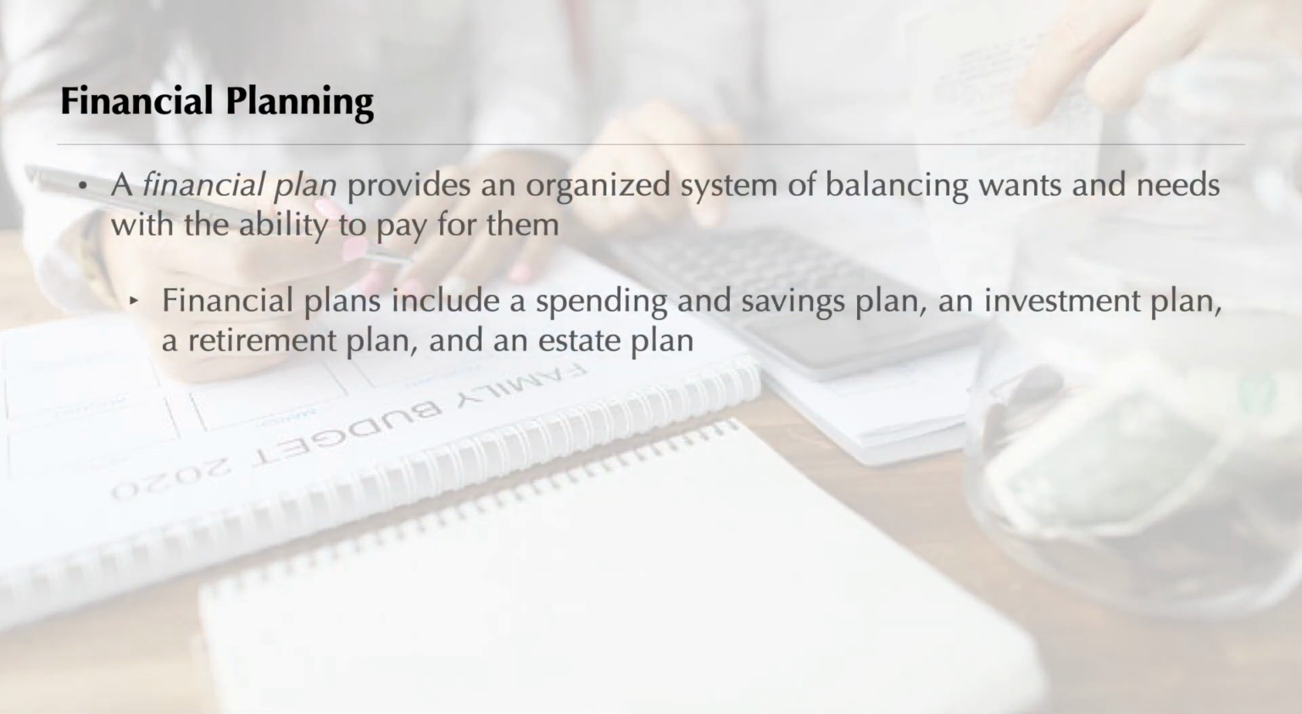As Janice decides how to invest her money, she develops a personal financial plan. A financial plan provides Janice with an organized system of balancing her wants and needs with her ability to pay for them. Such a plan includes a spending and savings plan, an investment plan, a retirement plan, and an estate plan. Janice practices financial planning to ensure that she uses her money wisely and meets her investment goals.